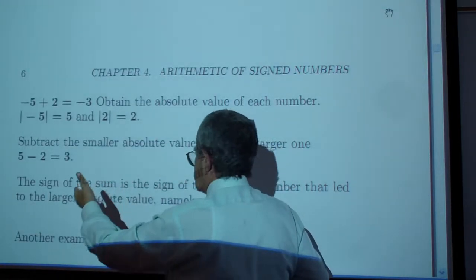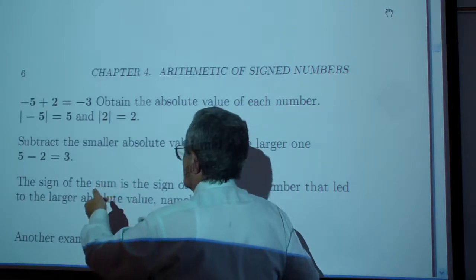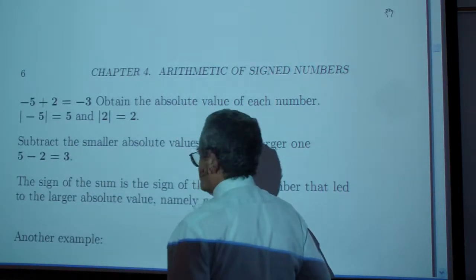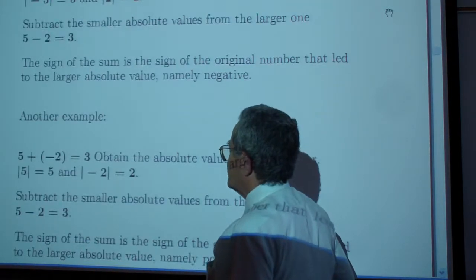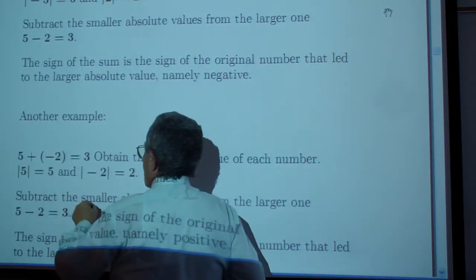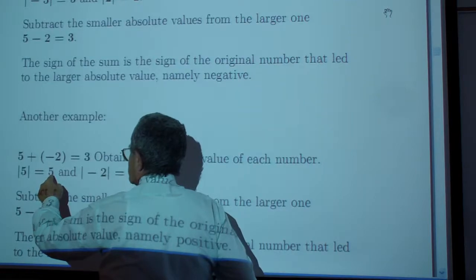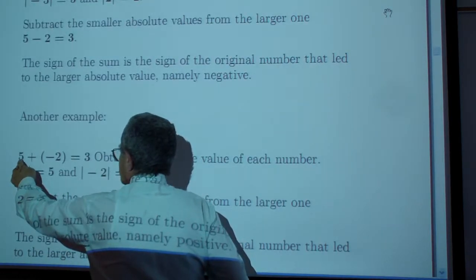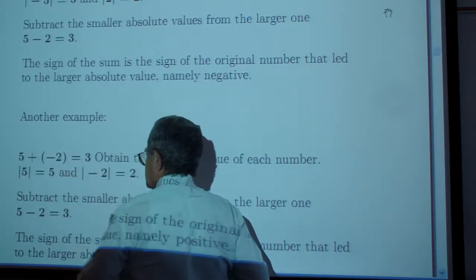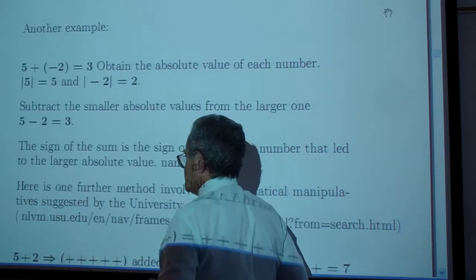And in this case, now 5 minus 2 is 3. Another example, take the absolute values. 5 minus 2 is 3. 5 is the larger absolute value. It was positive before you took the absolute value. Your result is positive. 5 minus 2 is 3.